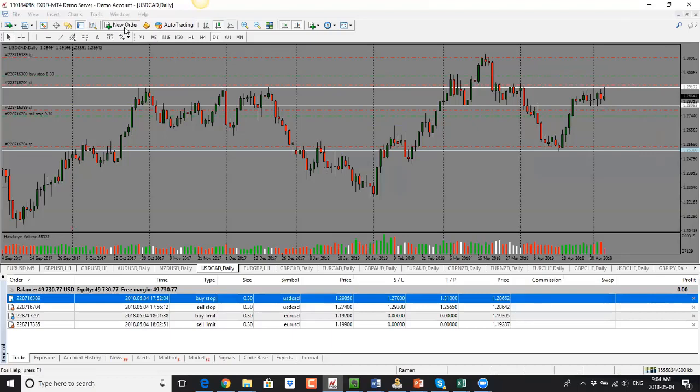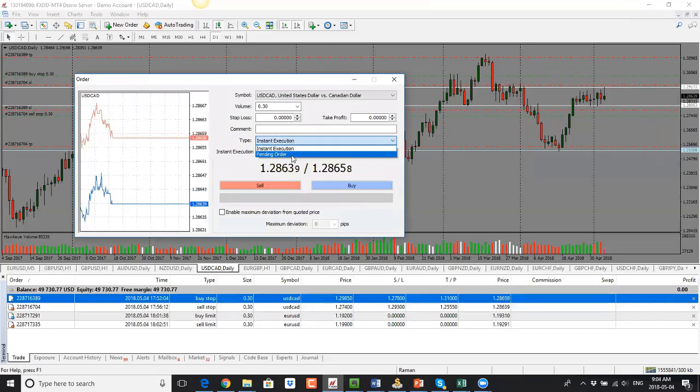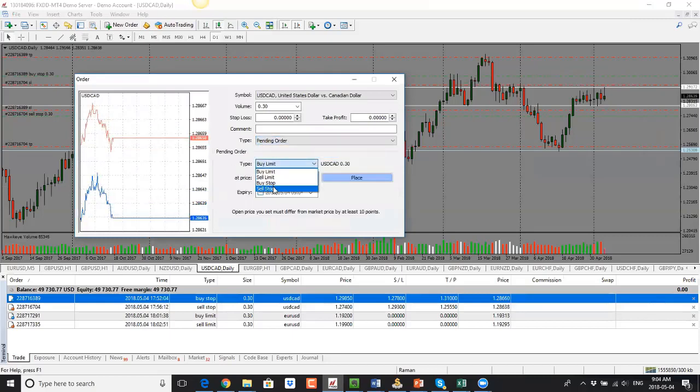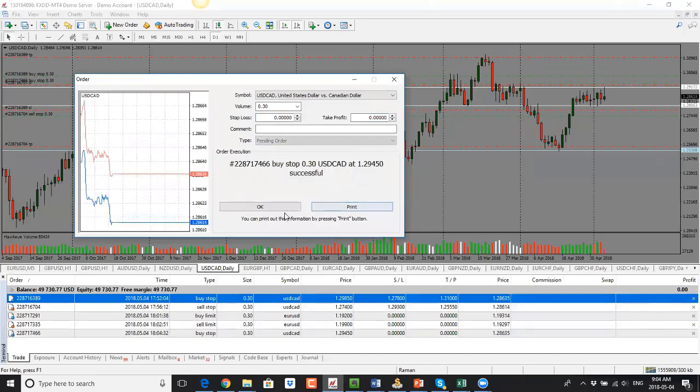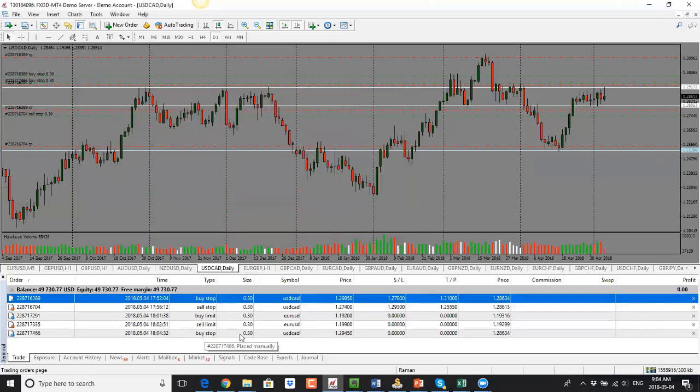So to place that order, you would go new order, type will be pending order, and type here under pending order will be buy stop, because you're buying above the market. So you go and you can put your price in. So let's say 1.2945 level. Let's say you place an order, and you can have your stop loss and take profit target. You'll click on place, and then that order will be back down here. So it will give you a new order. You will have a buy stop order, and it will give you the size, the pair, the price, stop loss, and then current price it's at.